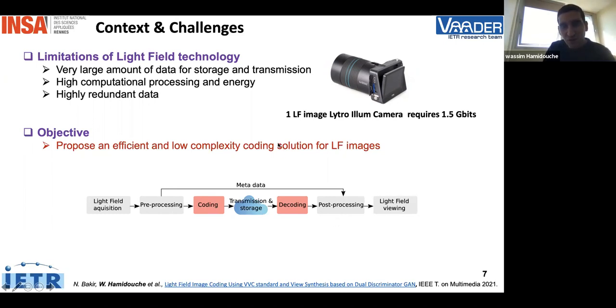Then we can provide some post-processing before the viewing. And in this work we will address these two blocks in red, the coding and the decoding, to reduce the amount of data required to represent the light field image at very high quality.